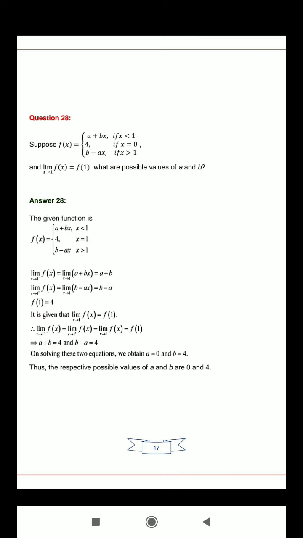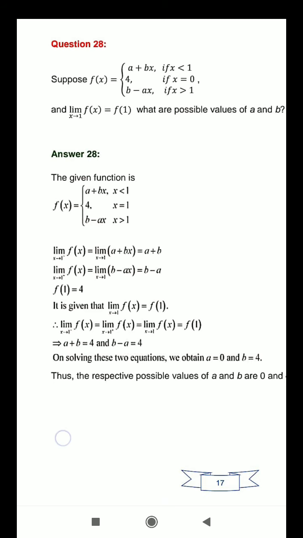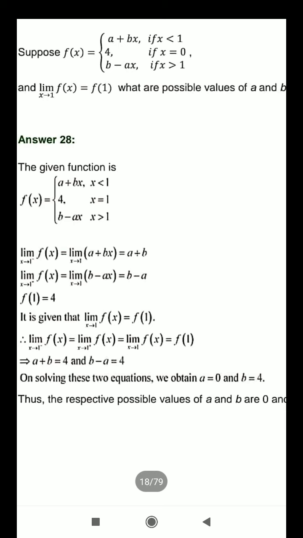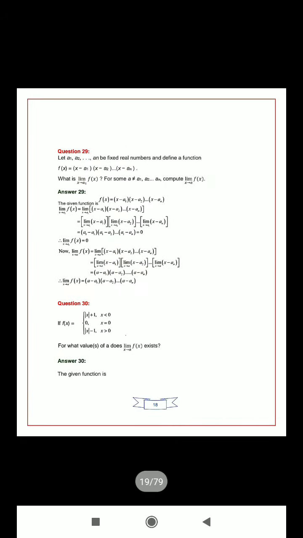So a plus b is equal to 4. A minus b, b minus a is also 4. You simplify these two equations. On solving the equations, you will get a is 0 and b is 4. So that is the answer of this question.